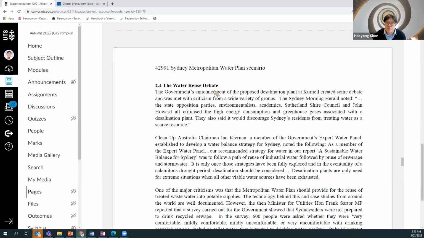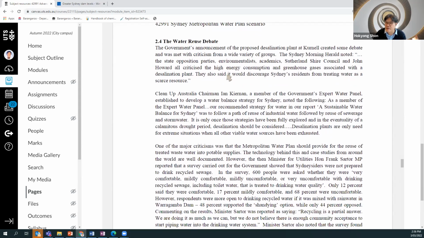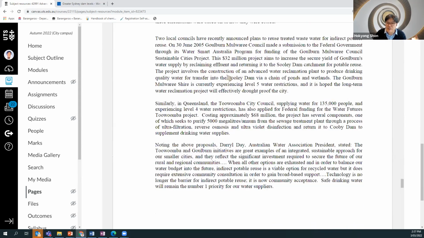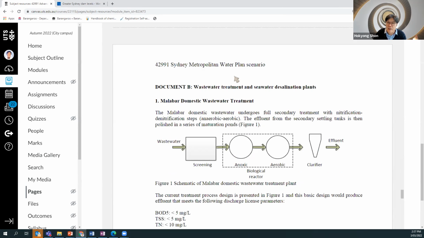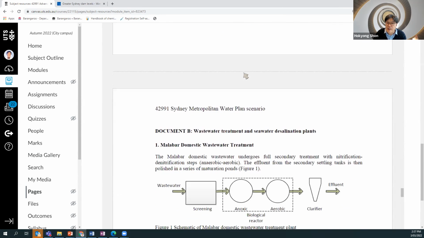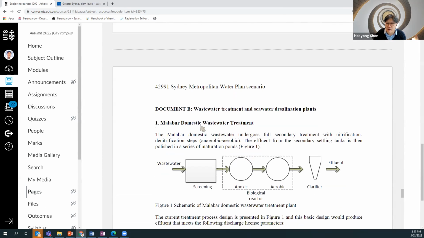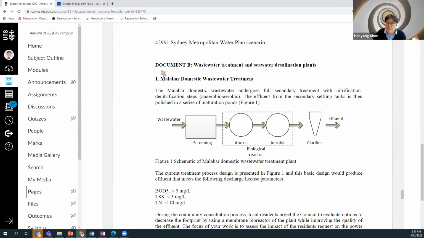with your assessment one. Tomorrow, Leonard will talk about how we can make sure of community engagement, how we can prepare documents, and how we can plan. So that's all about the debate of recycled water. You can read through this scenario, and this document B covers your assessment block 2 and assessment 3, the basic information of your design parameters.